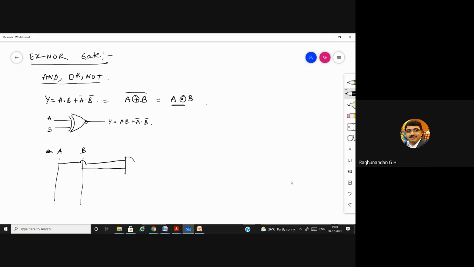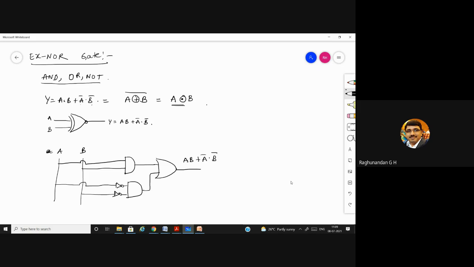Both of them are having a multiplication operation, so I'll be writing an AND gate. Then a bar into b bar, a bar, b bar. So again an AND gate. Then this will be your OR gate. Finally, ab plus a bar into b bar. So this is the circuit diagram for this.